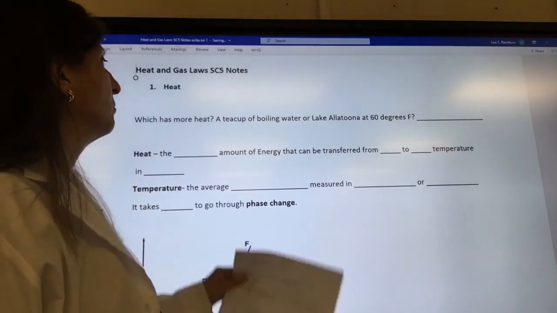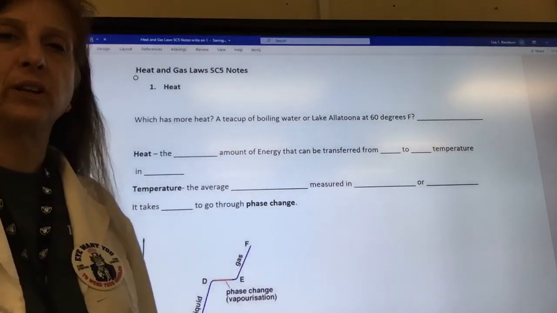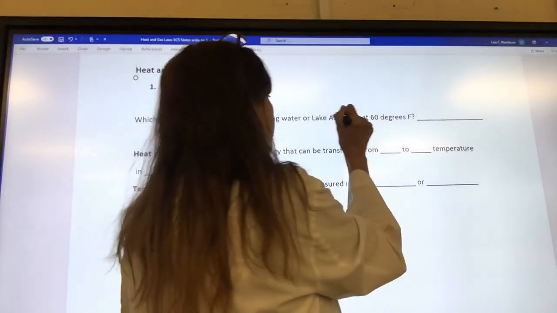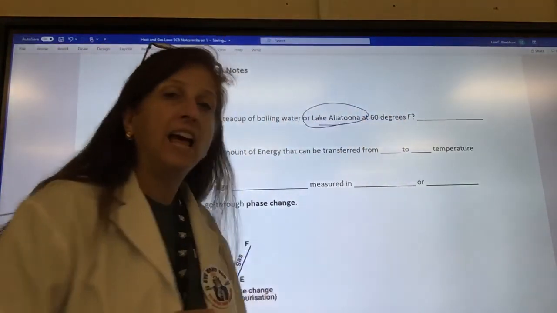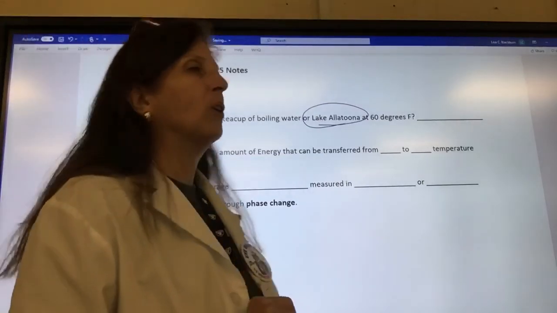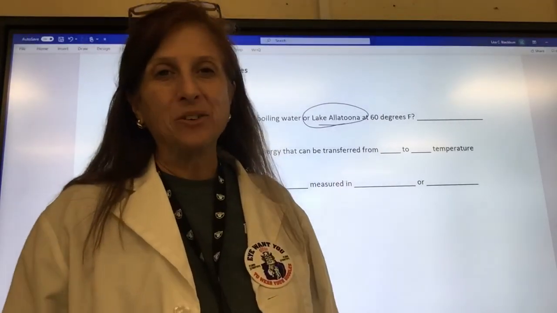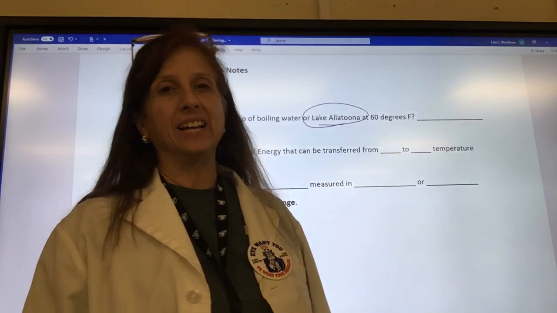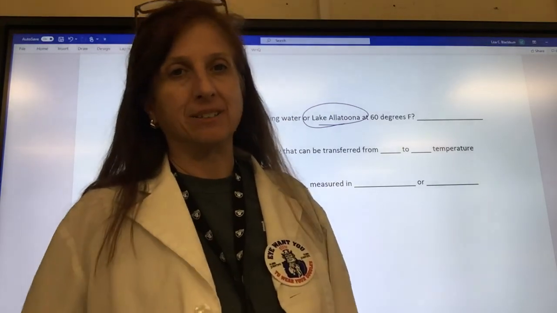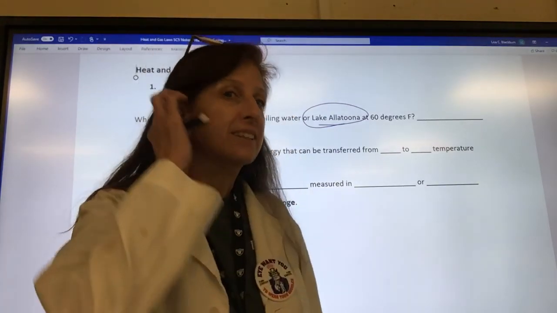Okay, so which one has more heat? A teacup of boiling water or Lake Allatoona at 60 degrees? It's Lake Allatoona. Usually I'll say the ocean, because everybody knows what that is, but not everybody knows what Lake Allatoona is.